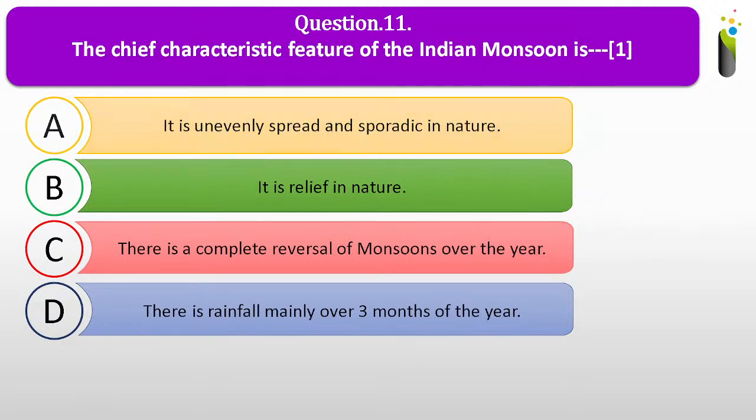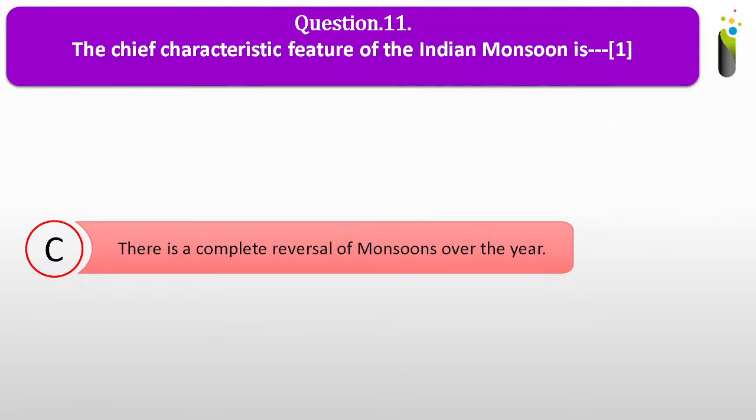And the correct answer for this question is C. So the characteristic feature of the Indian monsoon is there's a complete reversal of monsoons over the year.